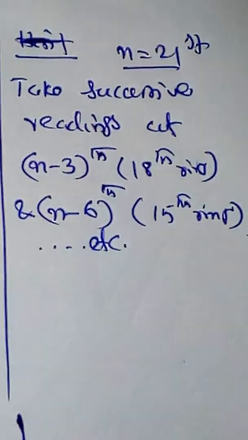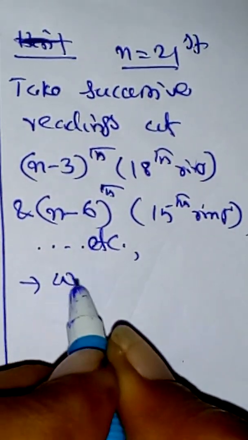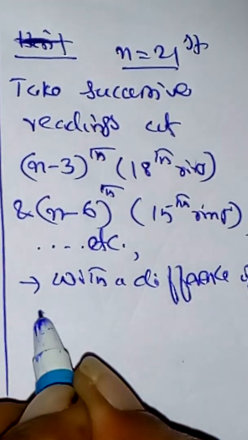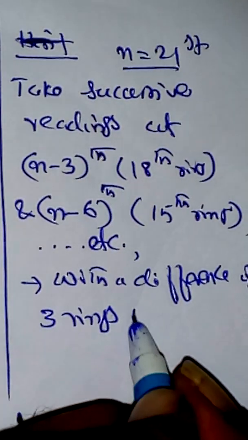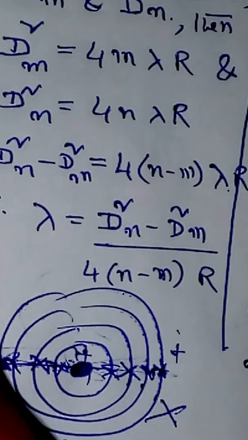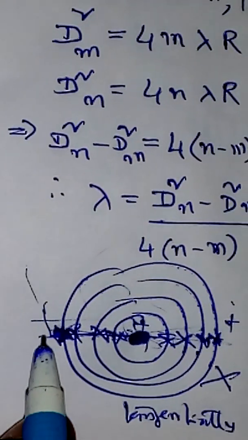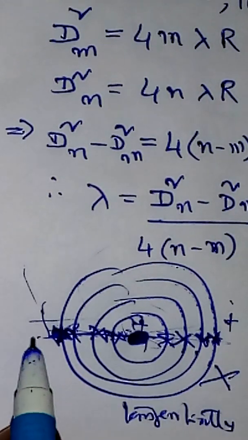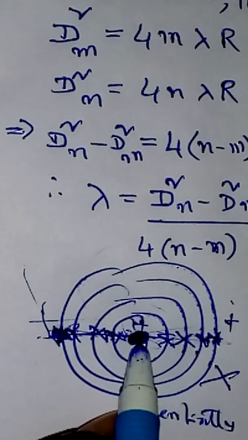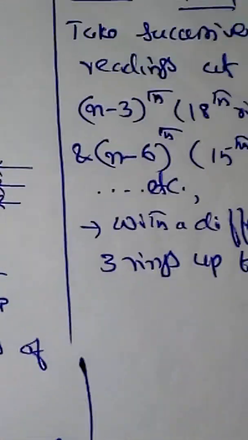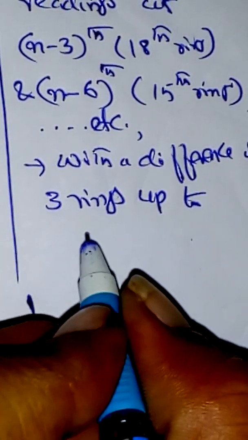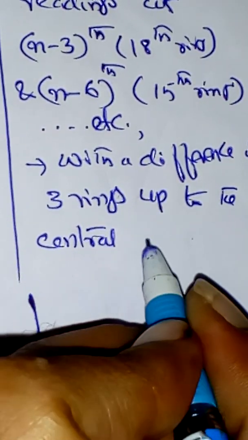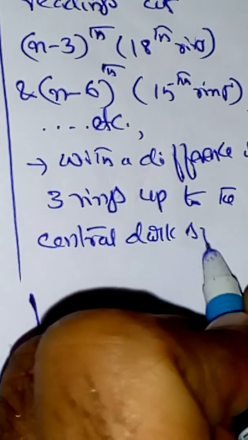Etc. How have we taken? With a difference of 3 rings. Up to how long will we take? So you will start from here. Let us say 21st ring, then 18th ring, then 15th ring, then 12th ring. Like that we are coming towards the central dark spot on the left side. So therefore 3 rings up to the central dark spot.